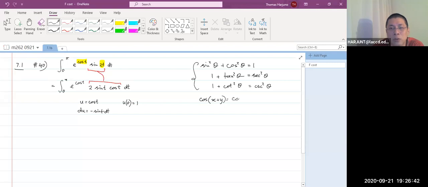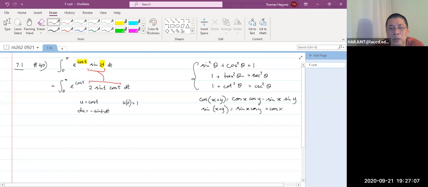And then cosine sum equals cosine cosine minus sine sine. And then sine of sum equals sine cosine plus cosine sine. Of course, when it is subtraction, you adjust it yourself.